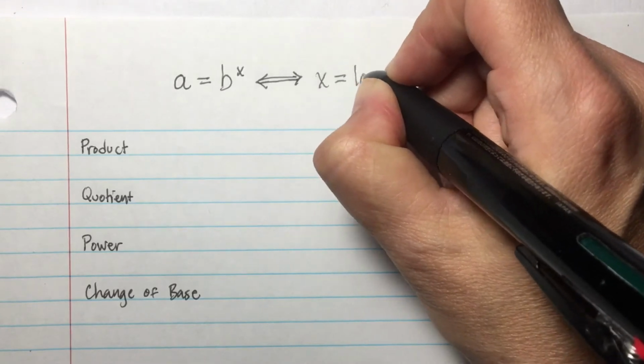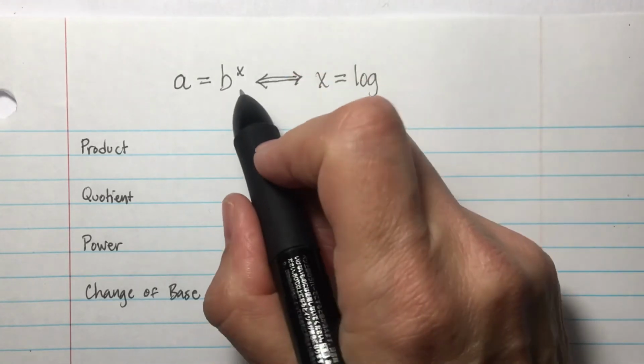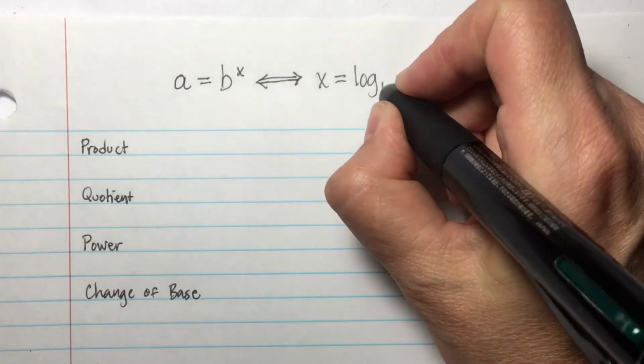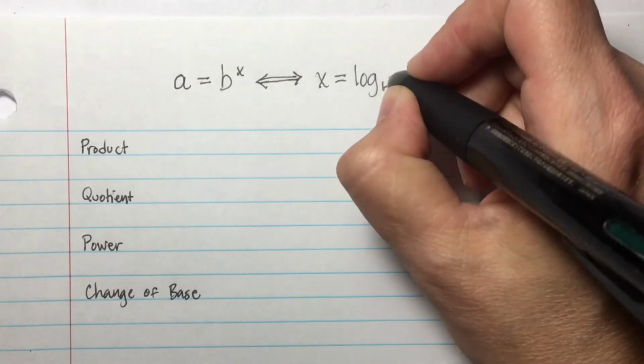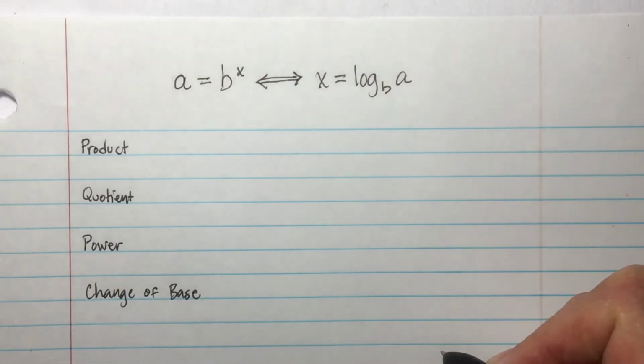And then we have log, and then the base of something, of another. So the question is, where do the a and the b go? Well, the base of the exponent is the base of the log. So that's how you can remember it. And then the a is the only thing left. So that's what we have.